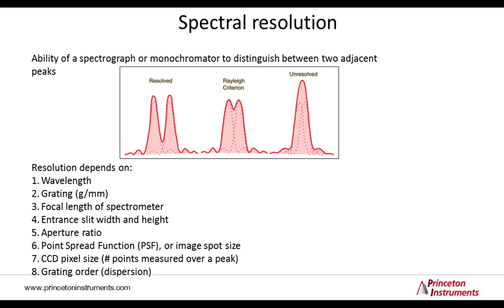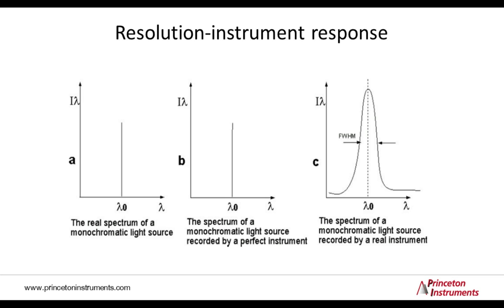Ultimately, though, the resolution is determined by the instrument response. As is illustrated in this image, here is the spectrum of a monochromatic light source. The real spectrum is a sharp spectral line, and a perfect spectrograph, which is seen in the middle, would produce a perfect spectral line. However, in a real-world system, that monochromatic light source will be broadened by the instrument's response.